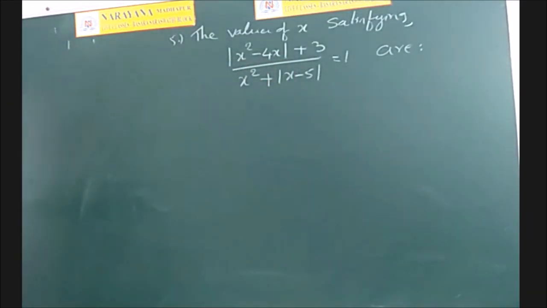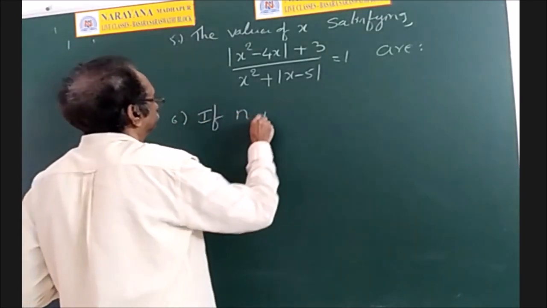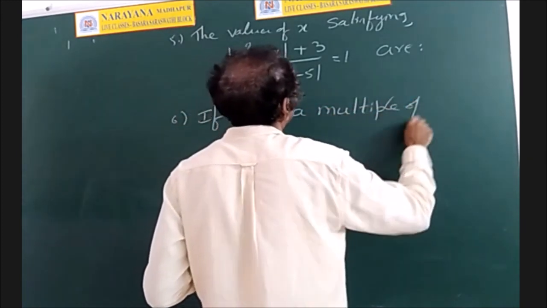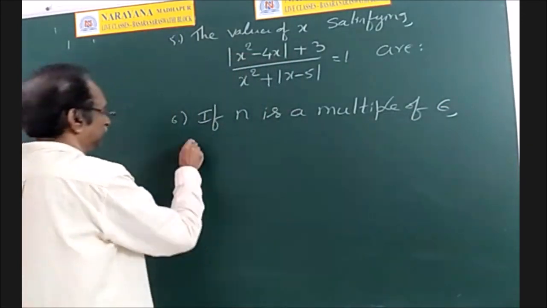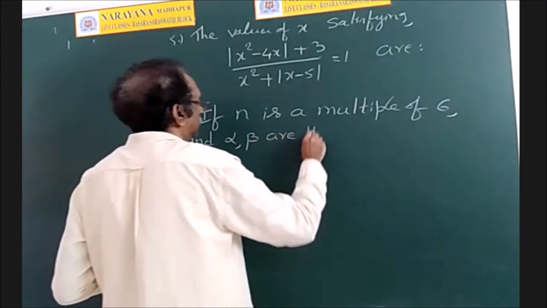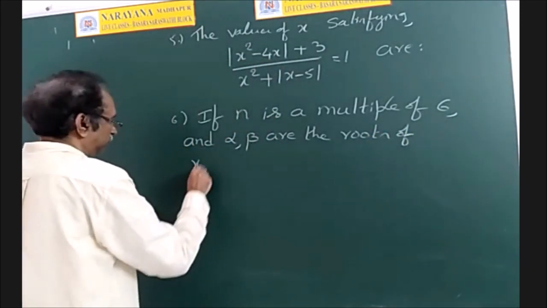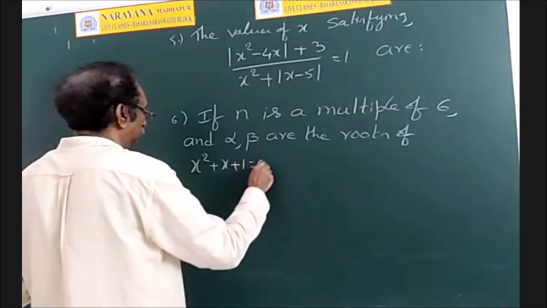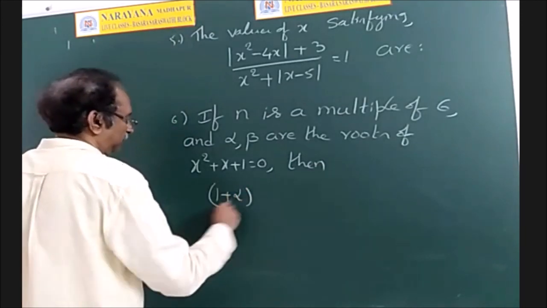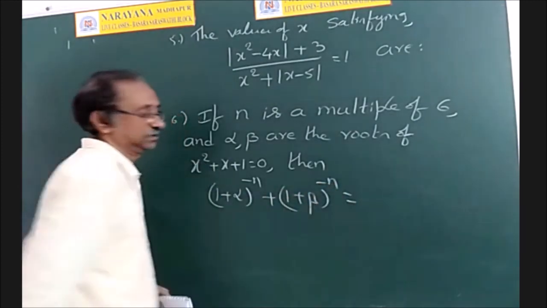And next one, if n is a multiple of 6 and alpha, beta are the roots of x square plus x plus 1 is equal to 0, then 1 plus alpha whole power minus n plus 1 plus beta whole power minus n is equal to how much?